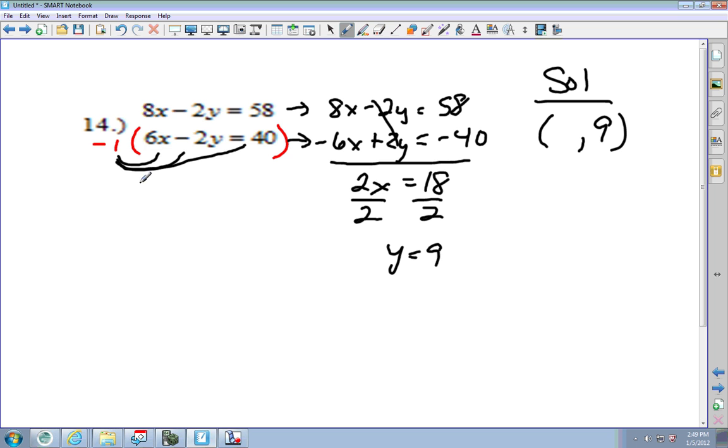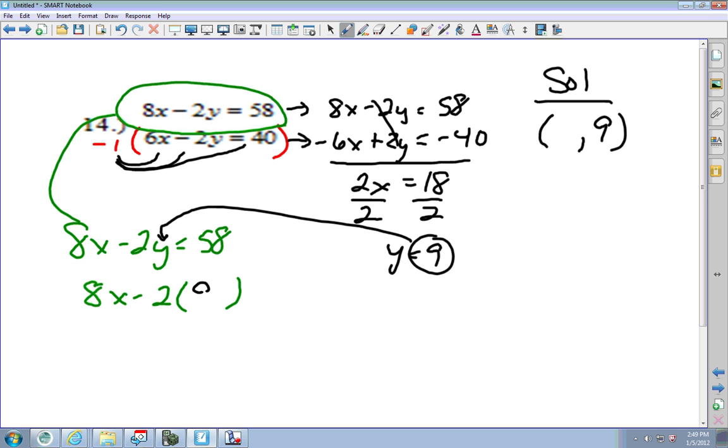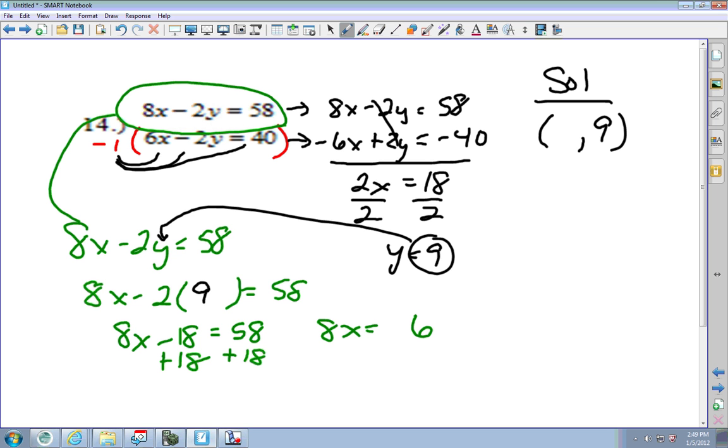So now choose one of the two equations. It doesn't matter which one. I'll go ahead and choose this top one. 8x minus 2y equals 58. Y is 9. I'm going to put this in here. So I have 8x minus 2 times 9 equals 58. 8x minus 18 equals 58. I'm going to add 18 to each side. 8x equals, is that what that is? Let's see, 58 plus 18 is 76. Let's see if I did this right here. It says it's 9.5. Let's see here. Did I make a mistake?